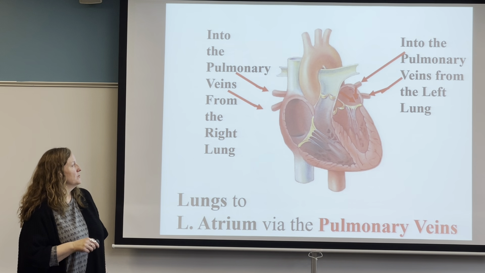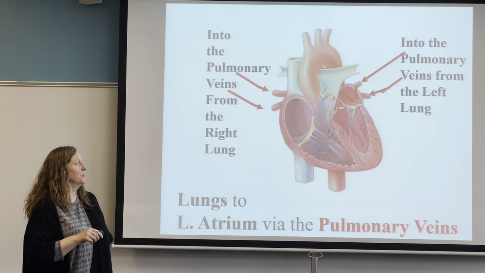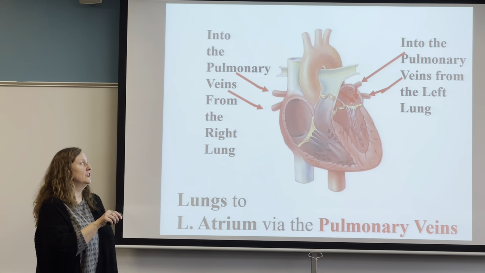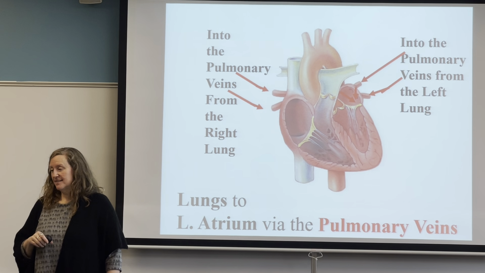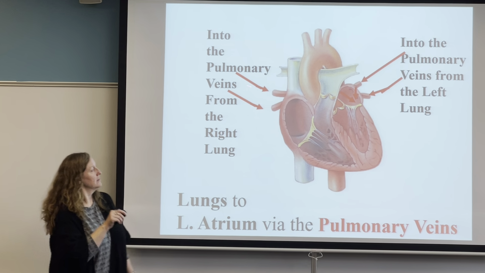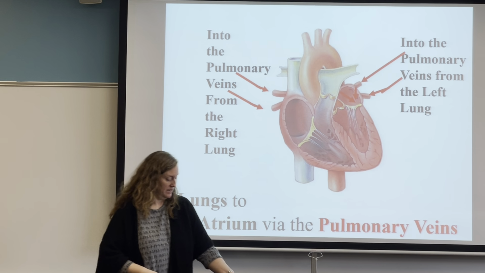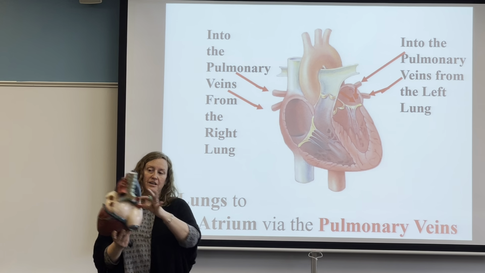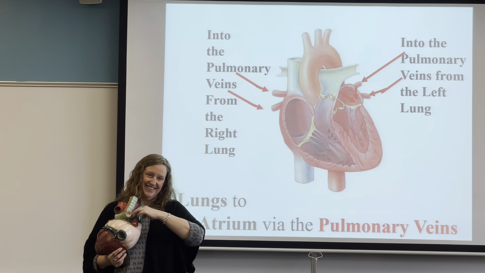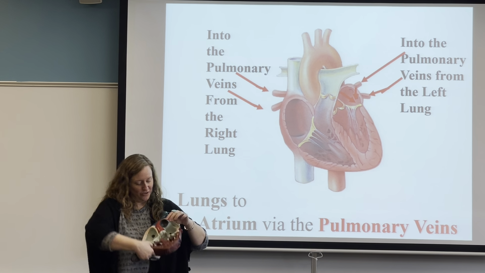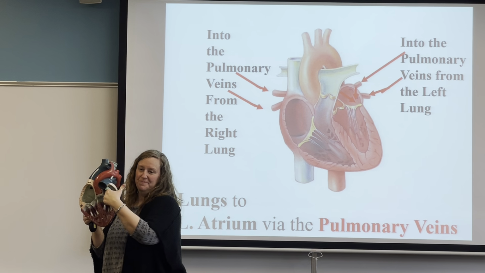Blood from the left lung is going to go into pulmonary veins, which are going to go into the left atrium. Pulmonary veins on the right side from the right lung. They're going to sneak behind everything. So when we're talking about them, we're talking about these that are going underneath all of this into right here, the left atrium.